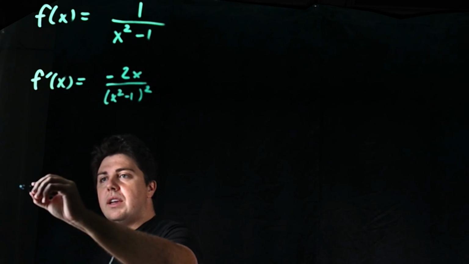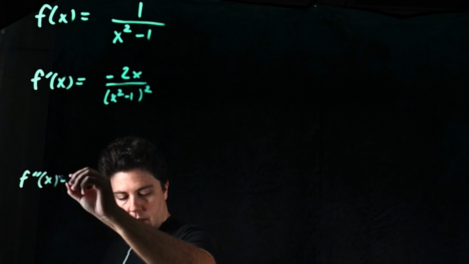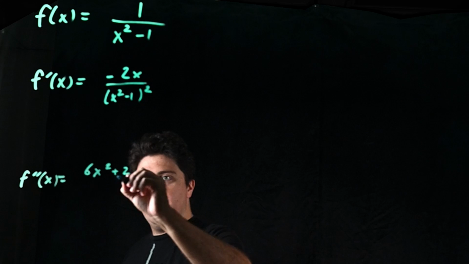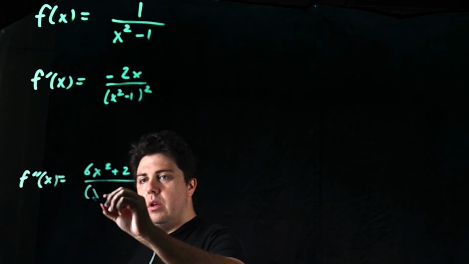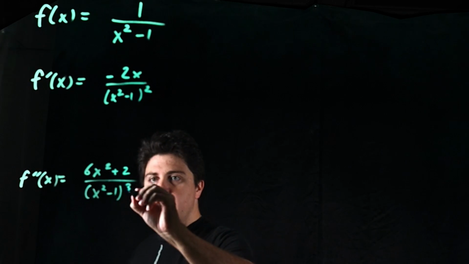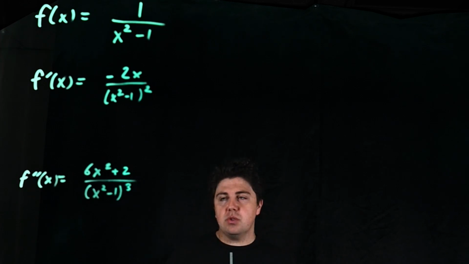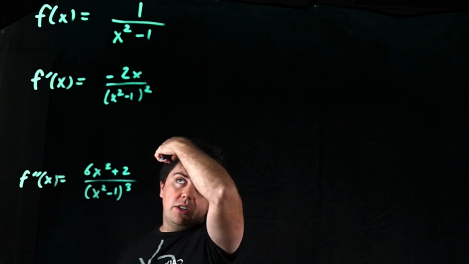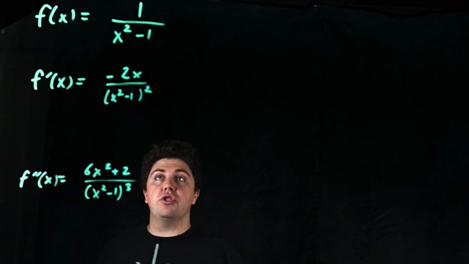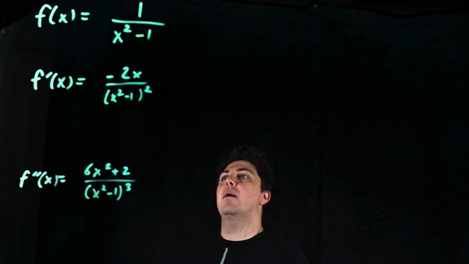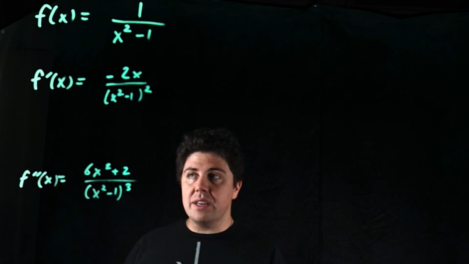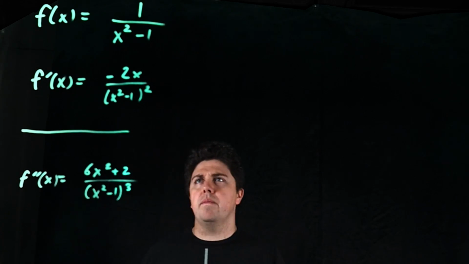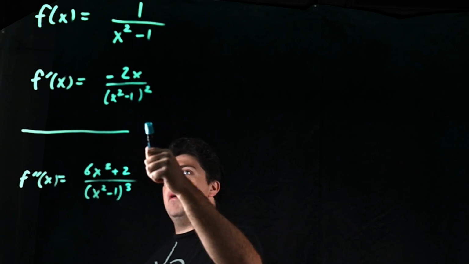And its second derivative is given by 6x squared plus 2 all over x squared minus 1 cubed. All right, so how does this work? Let us now figure out where the first derivative is positive and negative, and where the second derivative is positive and negative, and that will give us information about where it's increasing and decreasing, and what its concavity looks like.